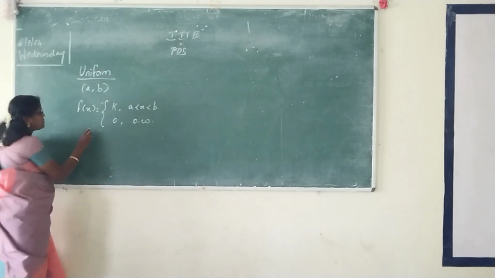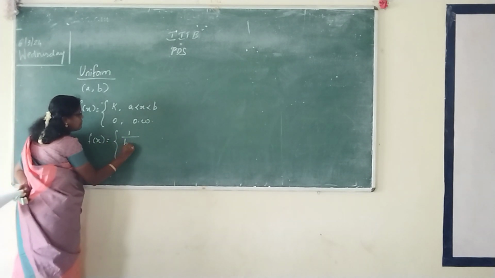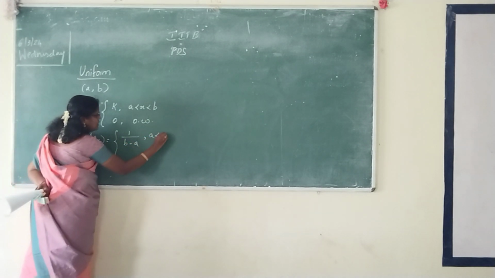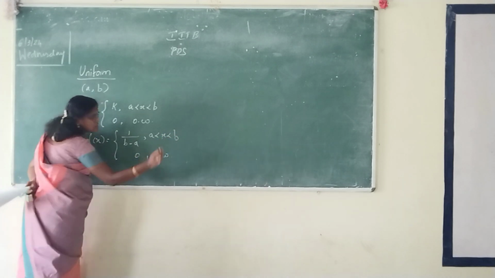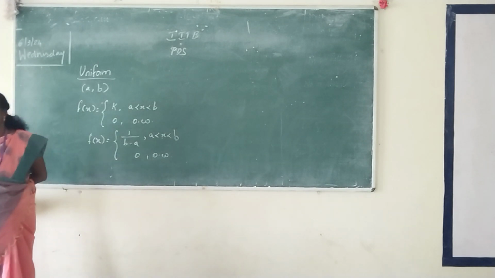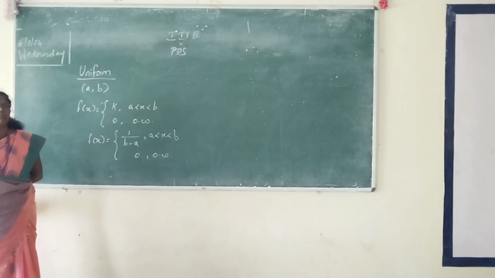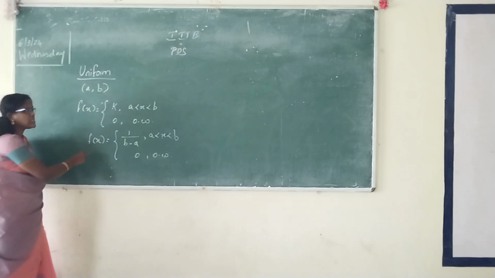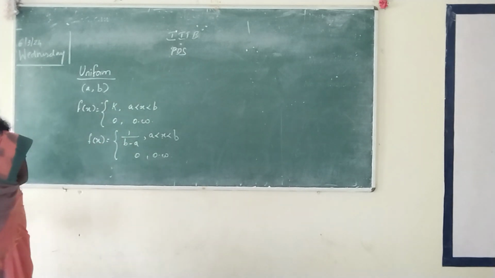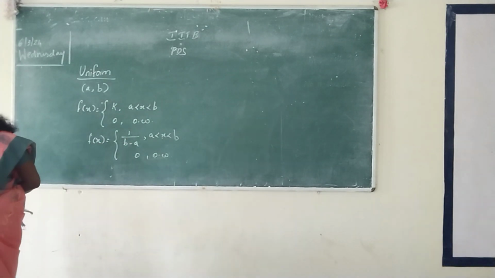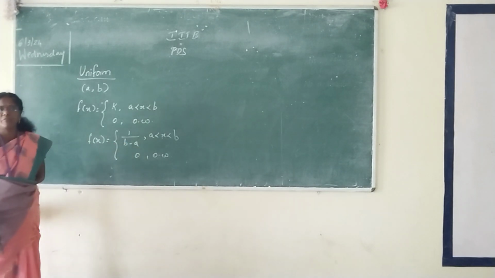So the generalized definition is f(x) = 1/(b minus a) for a < x < b, and 0 otherwise. The constant k is equal to 1/(b minus a). Remember, this is the definition. What is the denominator? Upper limit minus lower limit, the difference of the interval.